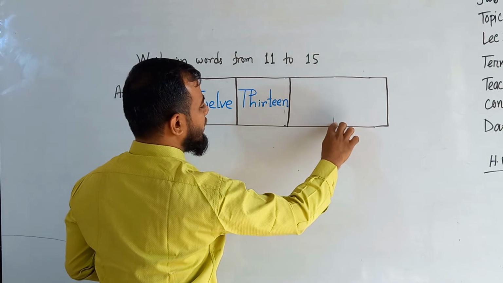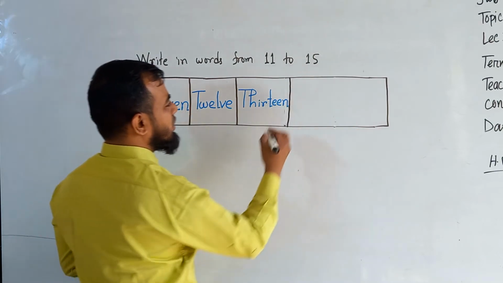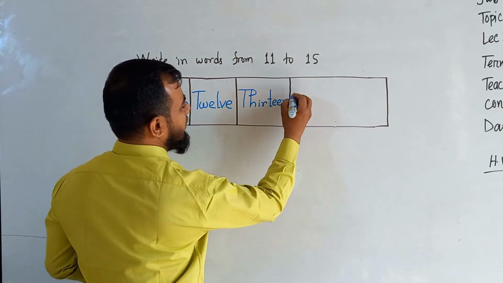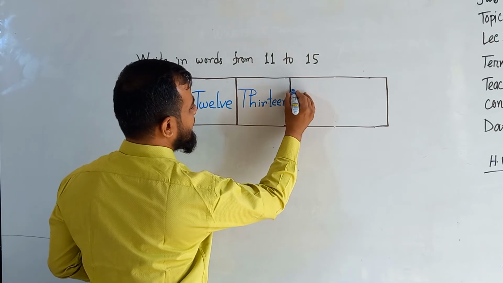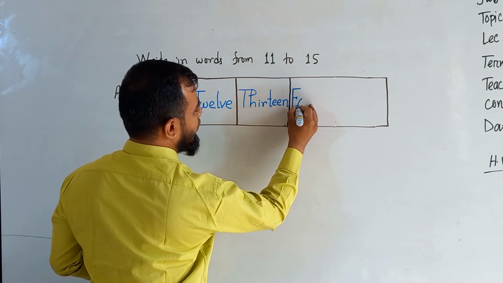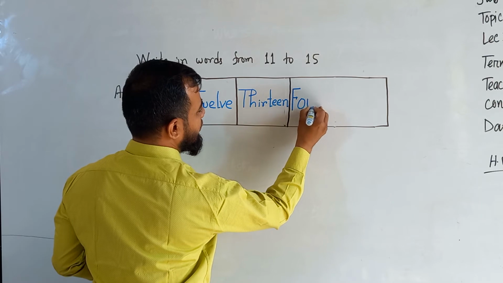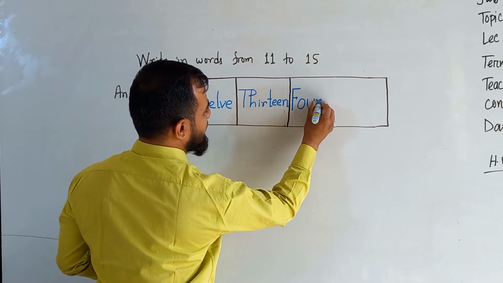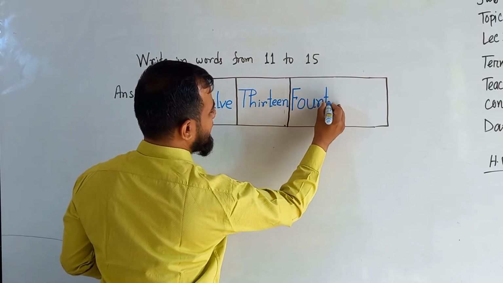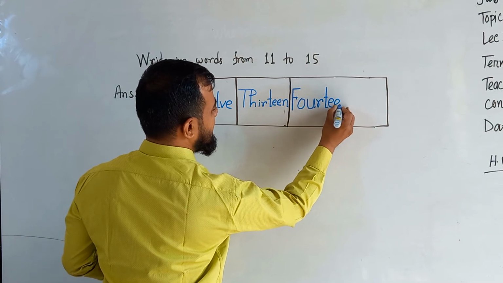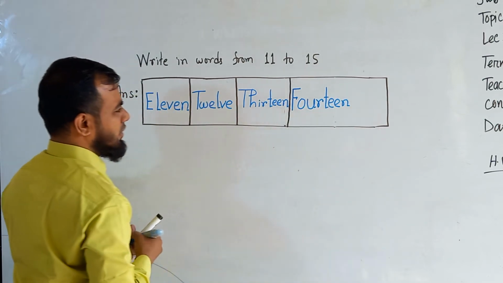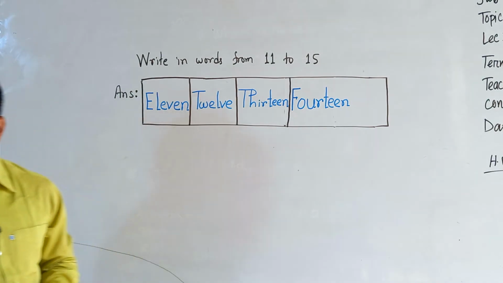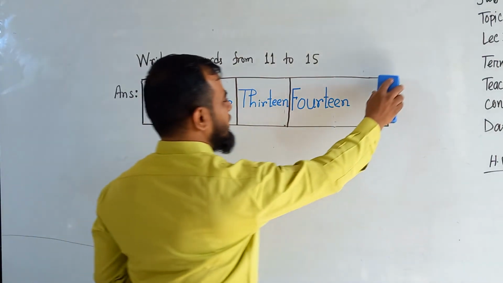The spelling of 14 is F-O-U-R-T-E-E-N, 14. I repeat, dear students, it's F-O-U-R-T-E-E-N, 14. And after 14, the number that comes is 15.